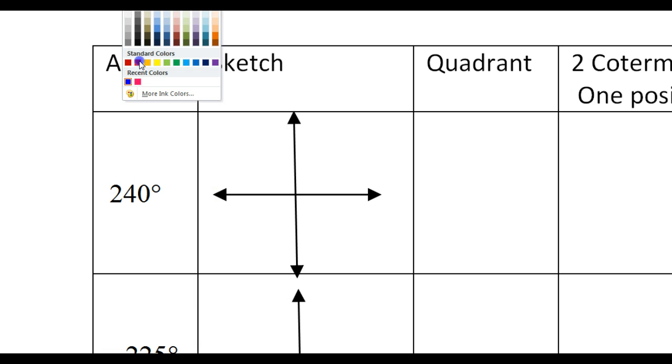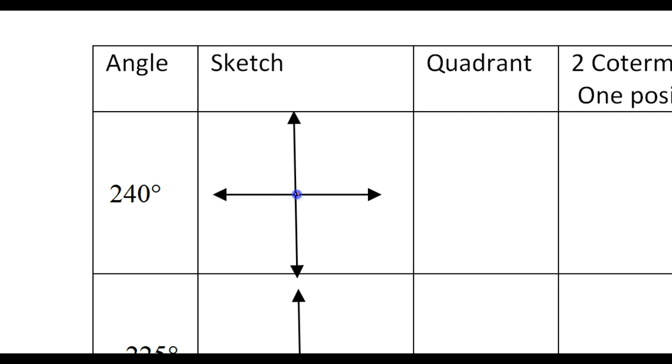Alright, as always, let's start off in standard position. So we will have our initial side of the angle, positive x-axis. Now let's go from there. So far that's 90 degrees. If I went this far, that would be 180 degrees. If I went this far, that would be 270 degrees. But that's too far, so let me back up.